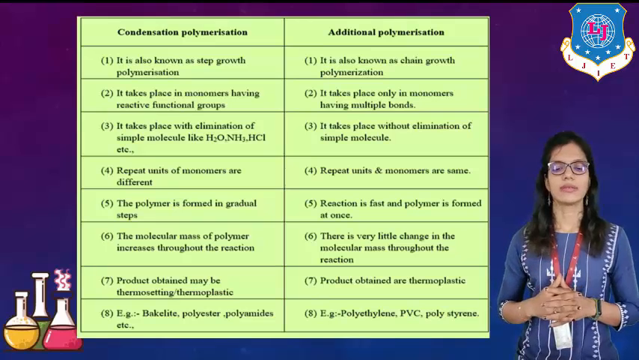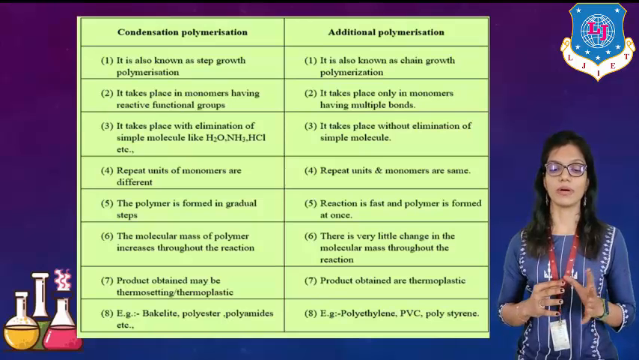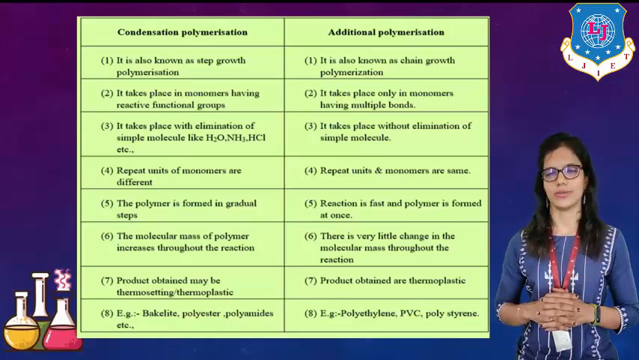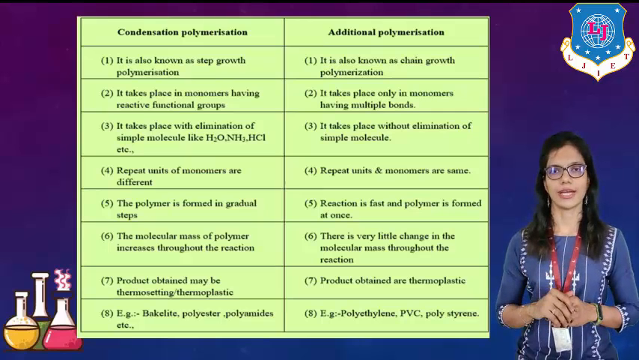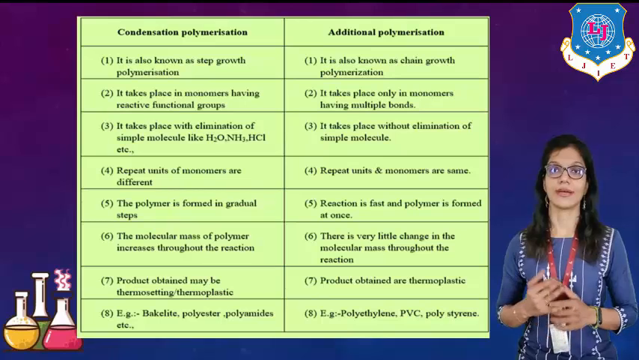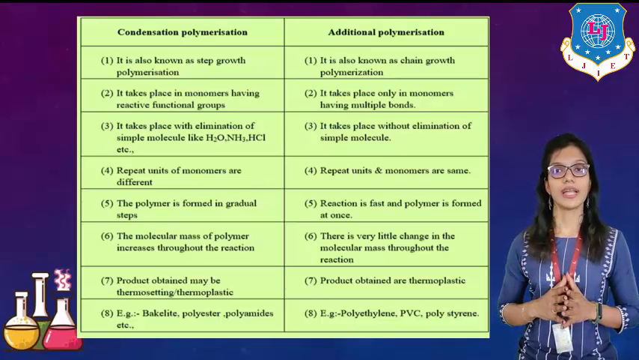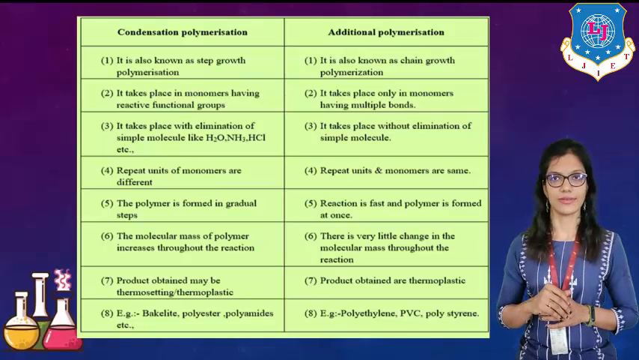Then in condensation polymerization, the molecular mass of the polymer increases throughout the reaction. But in addition polymerization, there is very little change in the molecular mass throughout the reaction. This is the main thing. In condensation polymerization, the product obtained may be thermosetting or thermoplastic, while in addition polymerization, the products obtained are thermoplastic only. This is the first and foremost requirement.